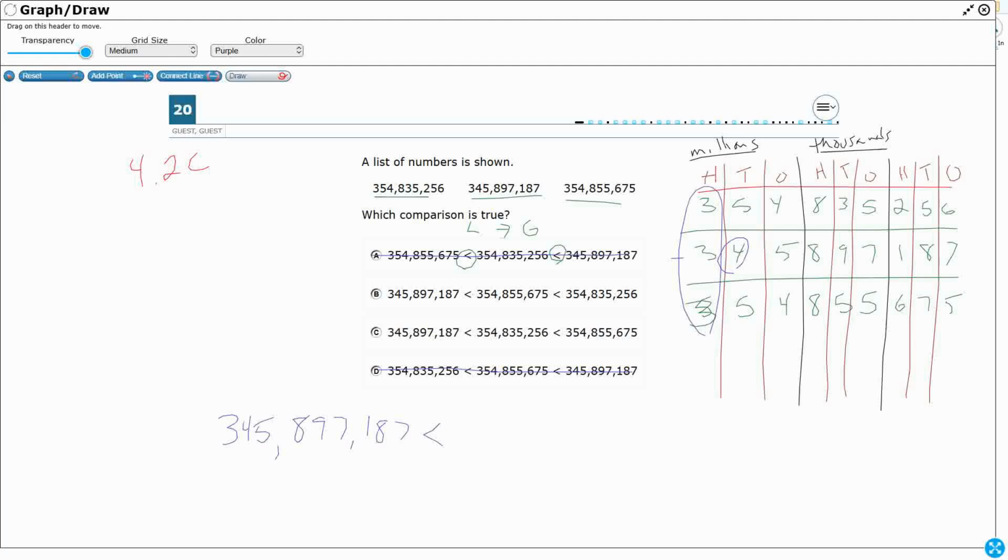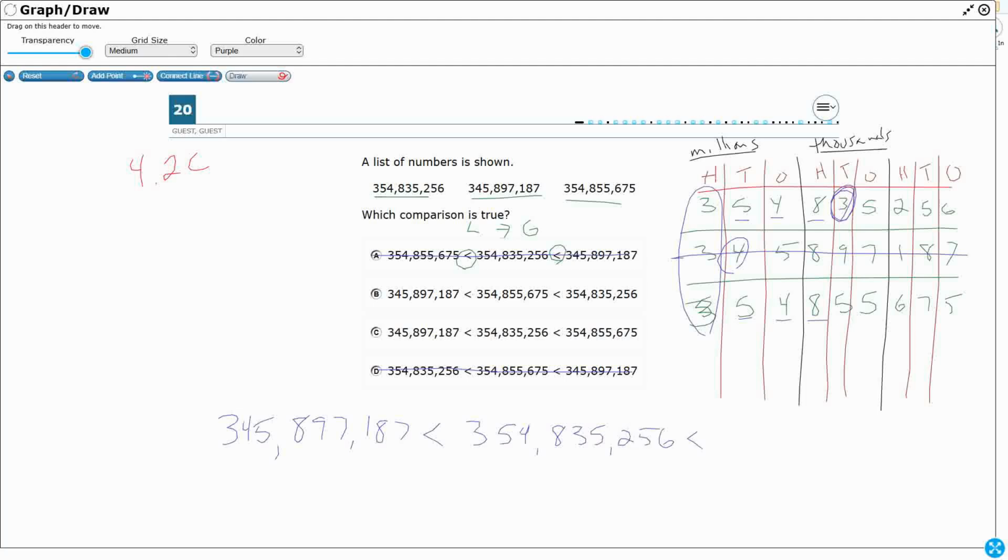So moving to the next one, 5 and 5 are the same. And really, I'm going to cross this one out. It's already the smallest, so I'm looking at the next one. 4 and 4 are the same. 8 and 8 are the same. Here's the difference. That 3 is less than 5, which means my next number is going to be the 3, 5, 4, 8, 3, 5, 2, 5, 6.